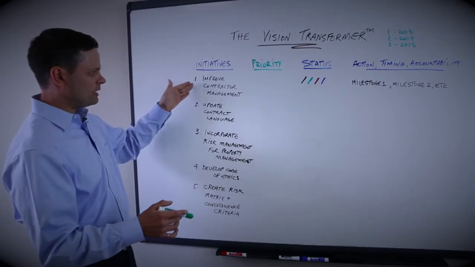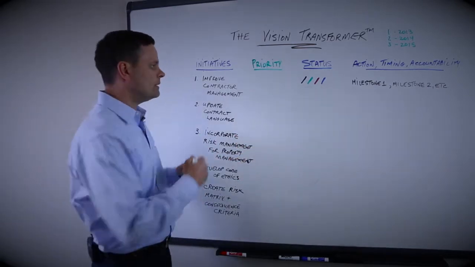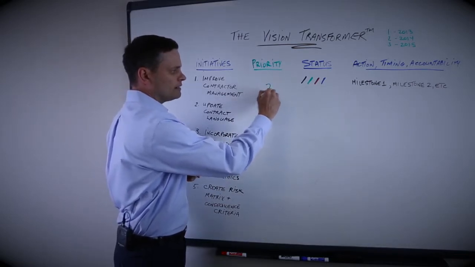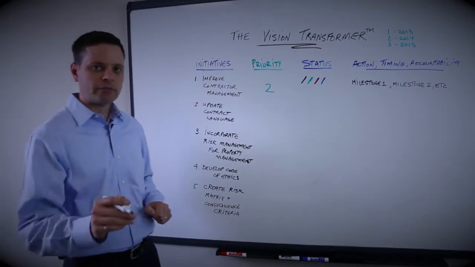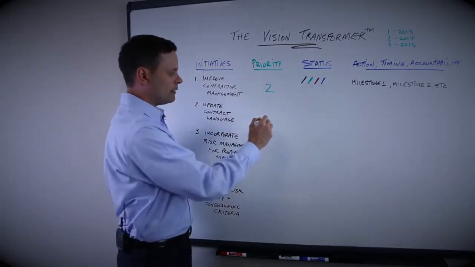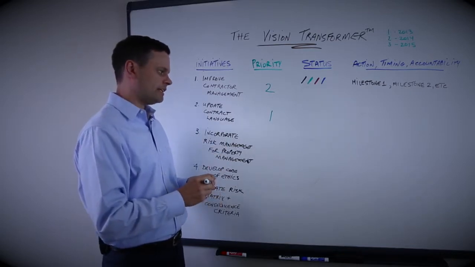And so we go through and say, no, improve contractor management. We're going through this as a team, and the team would say, no, Brad, that could probably wait until next year. We're going to make it a 2 priority. What about update the contract language? No, that's really important. We need to do that right away. The indemnification language isn't right, and we absolutely need to get that done. Okay.